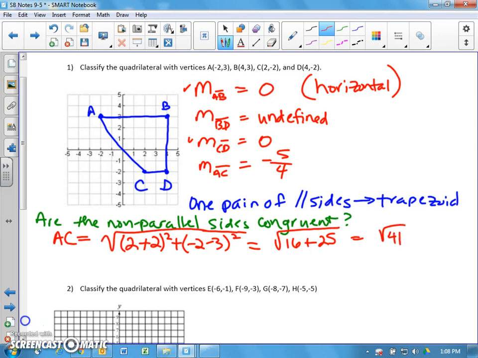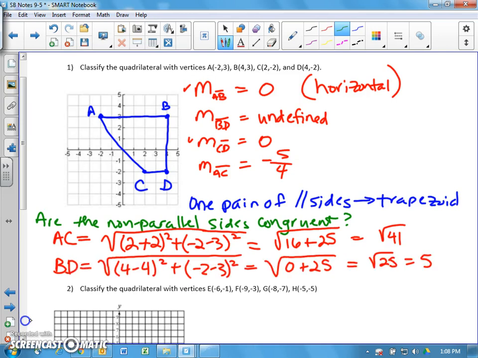So now stop the video and go do the same thing to find the length of BD. From this we can see that clearly AC and BD are not congruent, meaning that ABDC is a trapezoid.